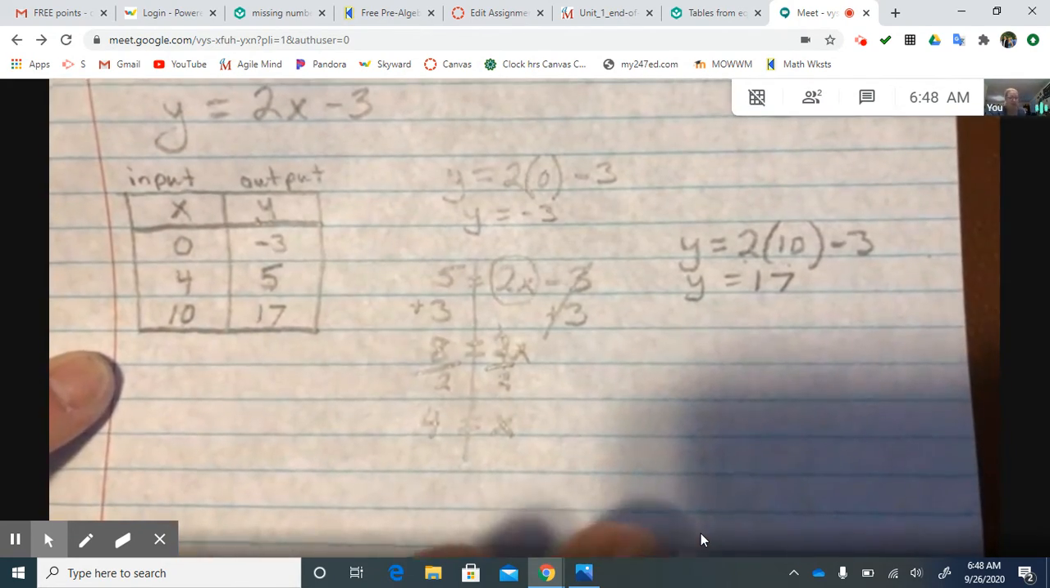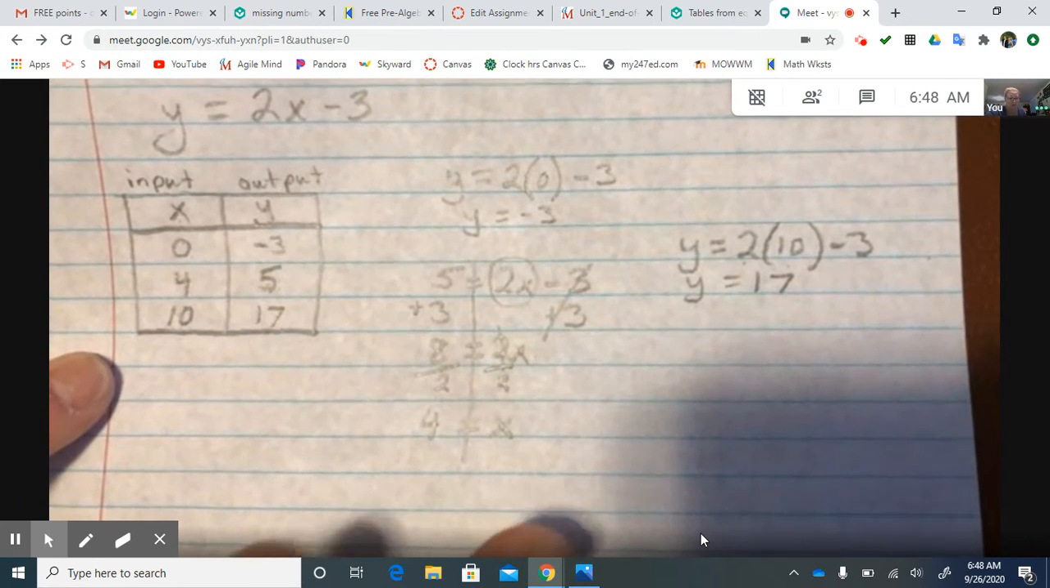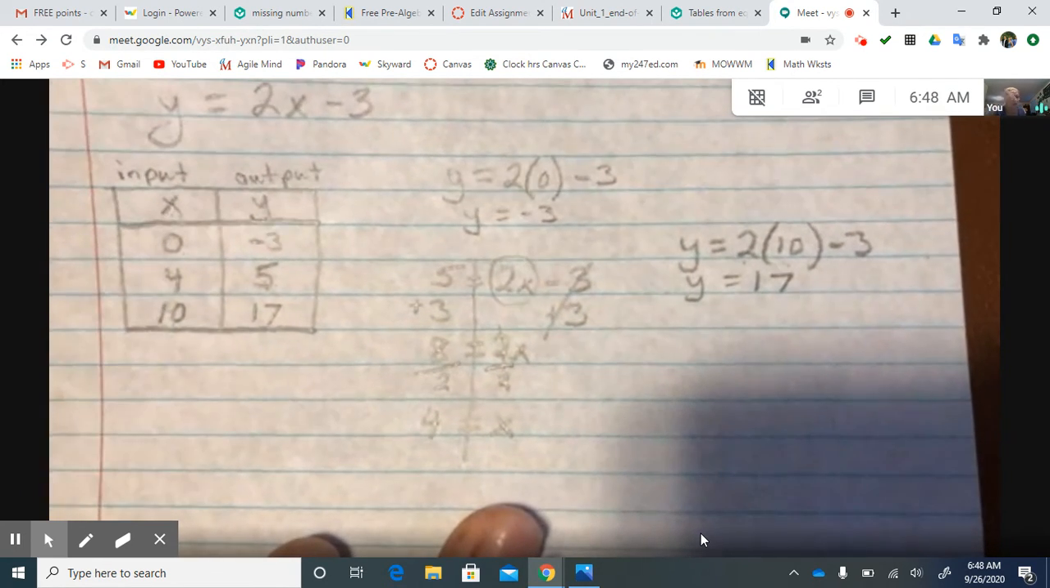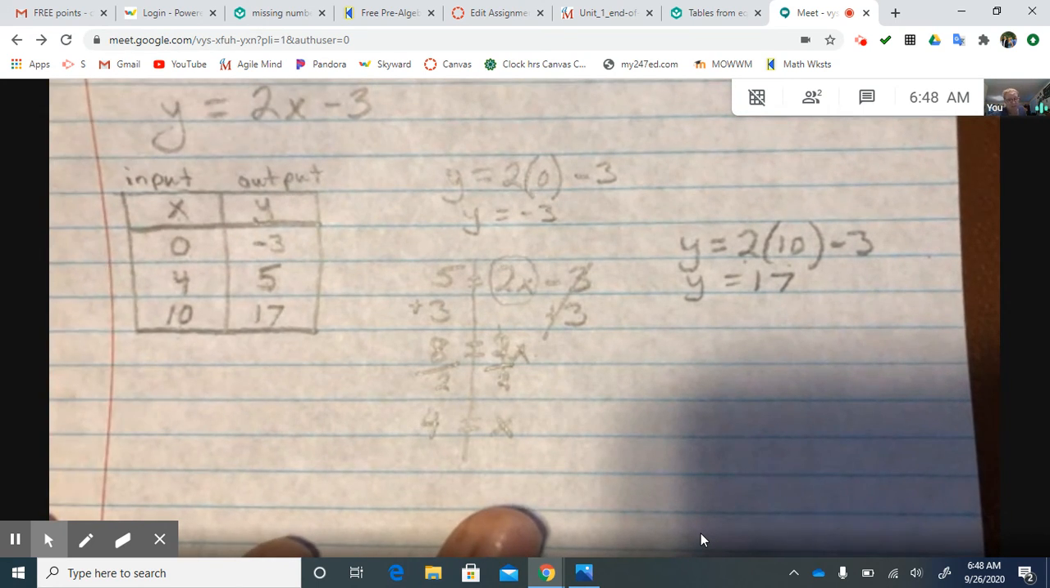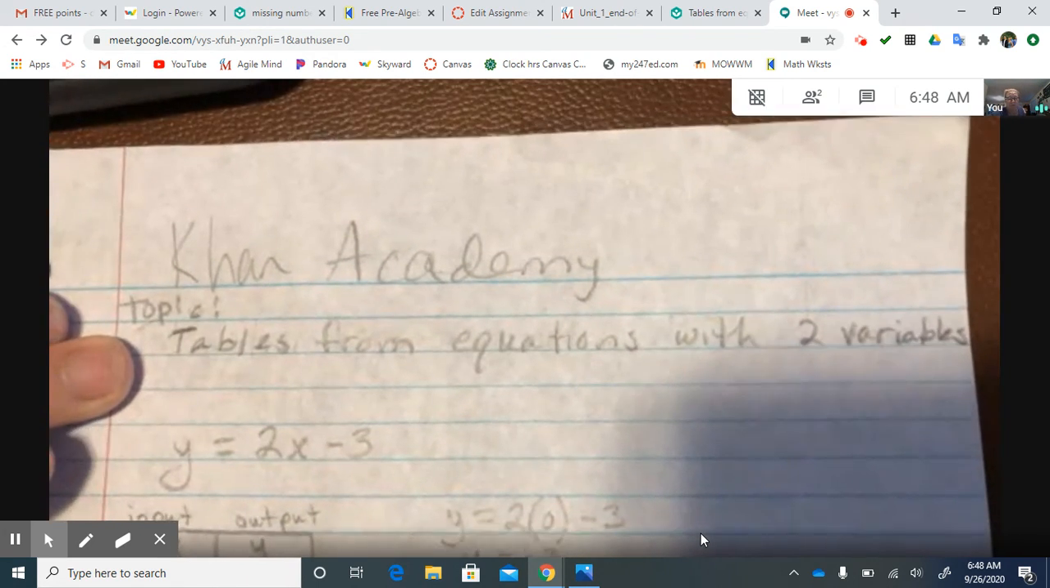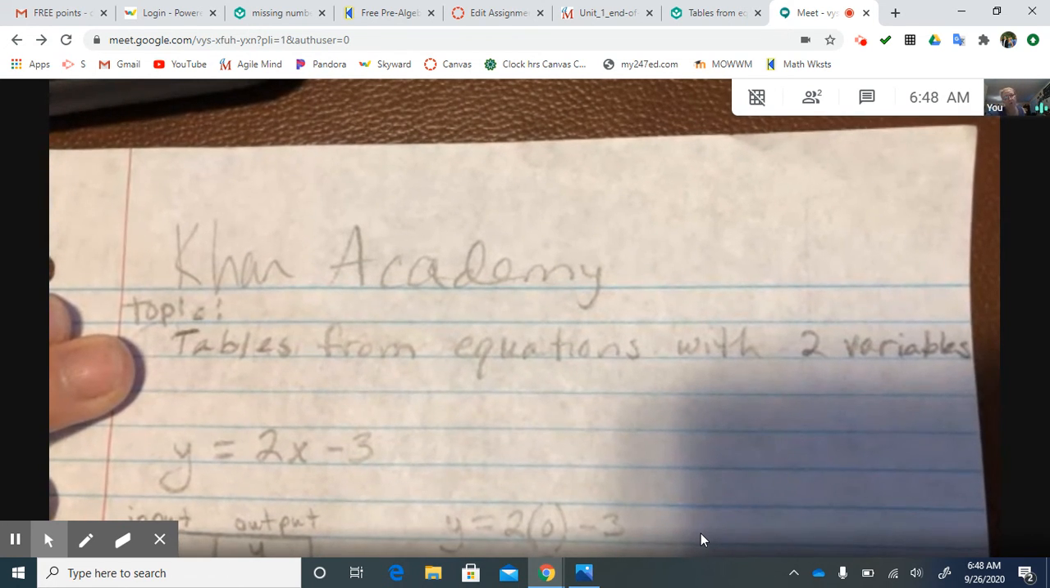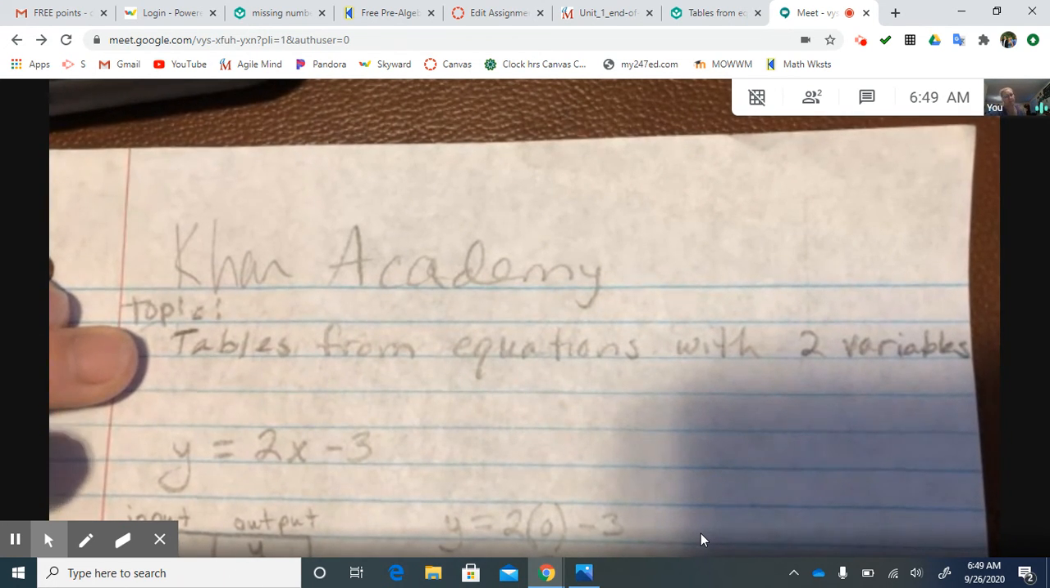Okay, so you need to have all of this down on your paper, and then you're going to take this paper and go into Khan Academy and try the practice problems for this topic, Tables from equations with two variables. And in the next video I'll show you how to look up the topics and get started with the practice problems in Khan Academy.